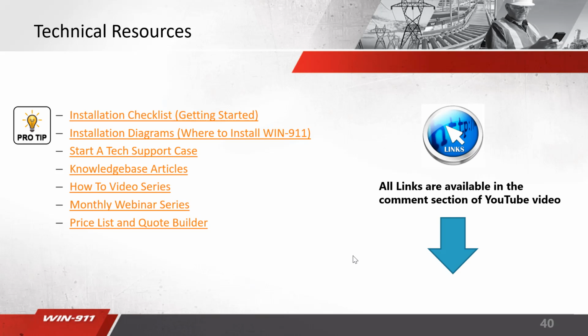We're also often asked, where can I install WIN-911? We have installation diagrams which provide a visual representation of where you can install WIN-911, and they are very SCADA specific. So the properties change per SCADA. There's a diagram that shows you what's required for WIN-911 and how you can set it up. Another key pro tip people are sometimes not aware of, you can start a technical support case online using our support portal. We highly recommend starting a support case online. It's a little bit faster than calling in.